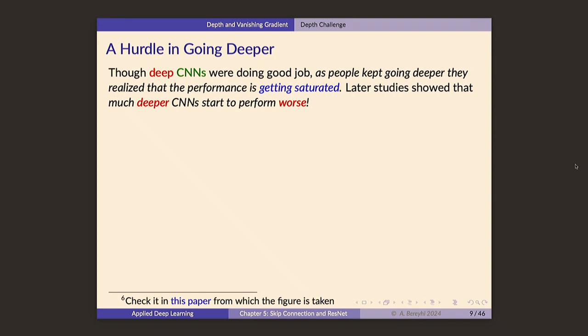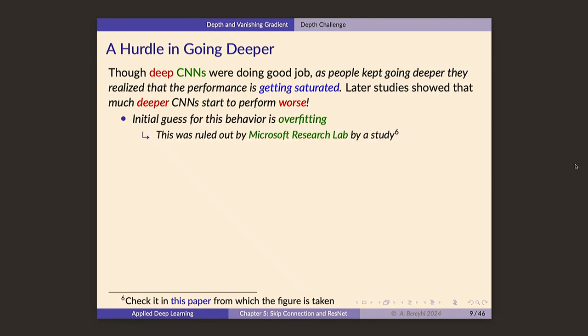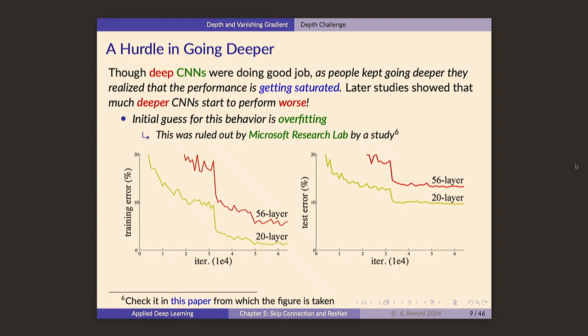And if you see something bad, if you see worse performance, what do you expect? Given what you have learned up to this point, you might initially say this is overfitting, right? Because you get a more complicated model. It has too many parameters, so high capacity. Your data set is limited, so you are getting an overfitted model. But that was not the case. It was shown by Microsoft Research Lab, I think in 2015.